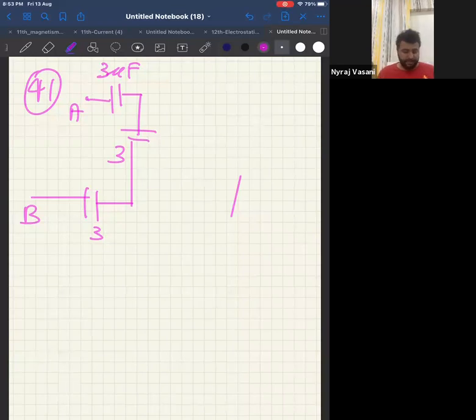Tell me if you're getting it. It is just solving the circuit. 44 answer is D. It is just solving the circuit. Let me know. Okay, I think you're getting it.